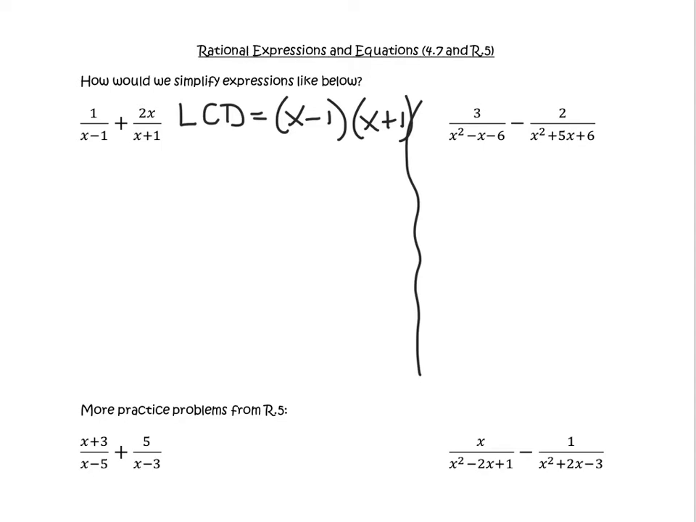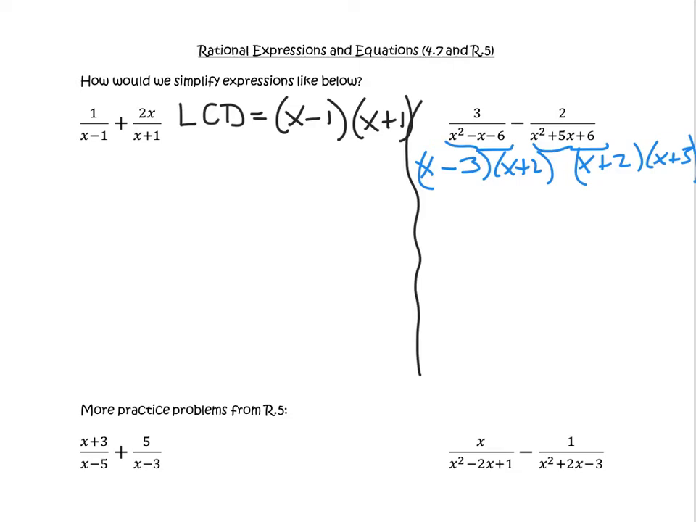Before we'll come back and finish this one. But on the one on the right, for me to pick out my lowest common denominator, I really have to factor this, and I have to factor this. So this one's going to factor into x minus 3, x plus 2. And the second one's going to factor into x plus 2, x plus 3.